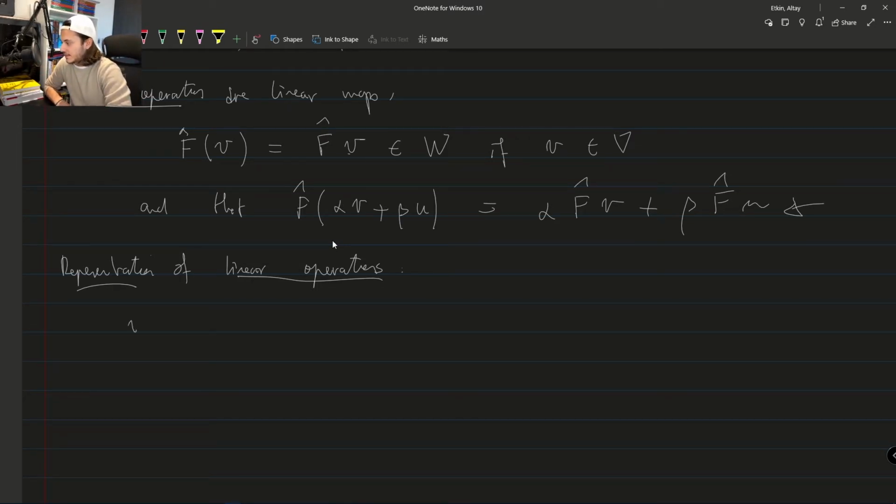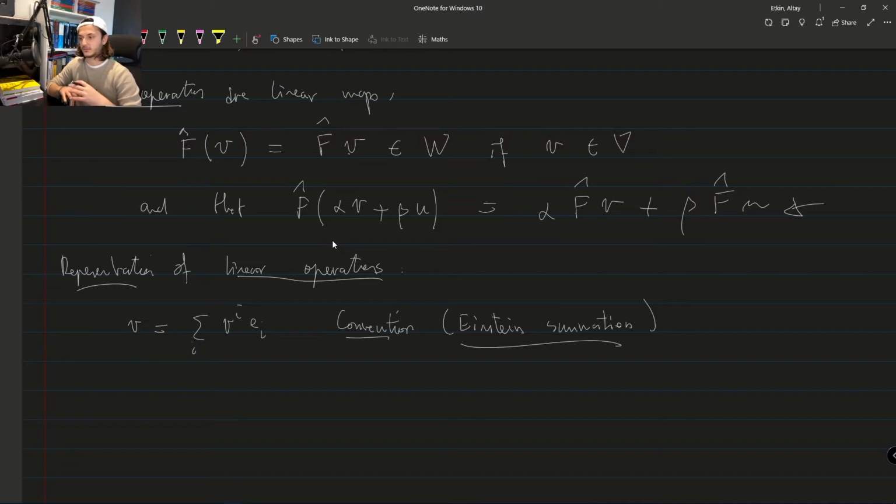So let's say that we can decompose this vector v as the sum over i, v^i e_i. Now, notation or convention, and this is called the Einstein summation convention, and we're going to use it a lot in tensors. So it's all over tensor. Without this, it's going to look like a mess in tensor calculus. And it basically says that if you have two repeated indices, then you sum them.